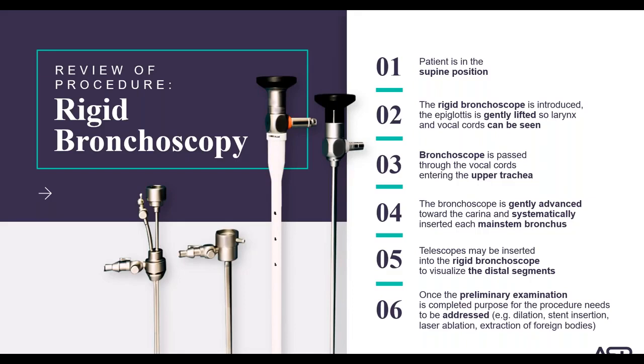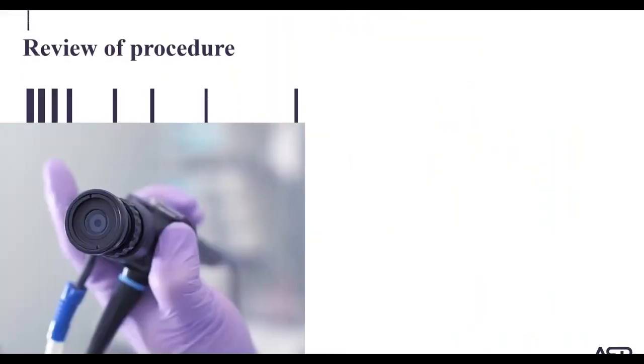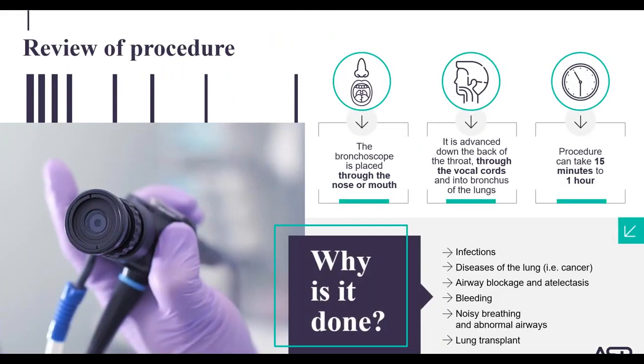So let's talk a little bit about flexible bronchoscopy. The procedure for a flexible bronchoscopy varies a bit, and that really depends on what the objective is. Therefore, it can be as quick as 15 minutes or as long as an hour. The bronchoscope is inserted through the mouth or throat and is advanced down the back of the throat through the vocal cords and into the bronchus of the lungs.